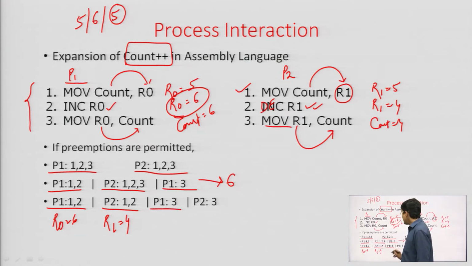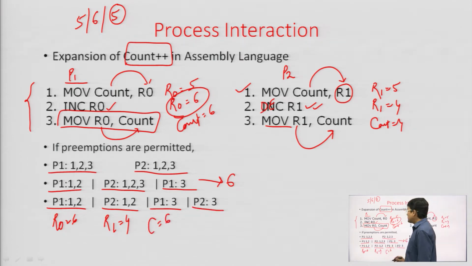After this P1 executes statement number 3, which says to transfer the value of R0 into count. So, count contains 6 here, and then P2 executes statement number 3, by which count will contain 4. So, the final value of count is 4, which is not consistent. We wanted the value to be 5.